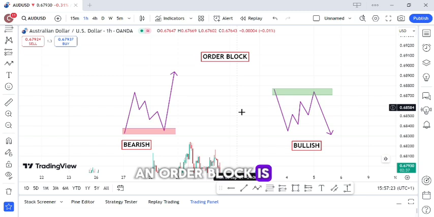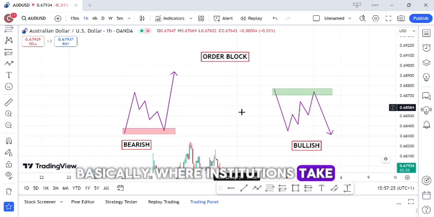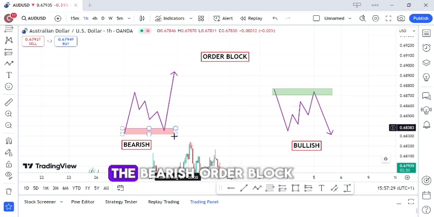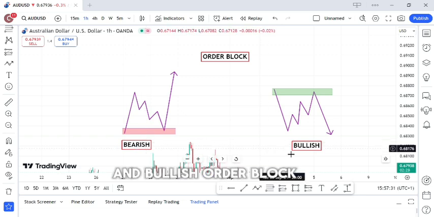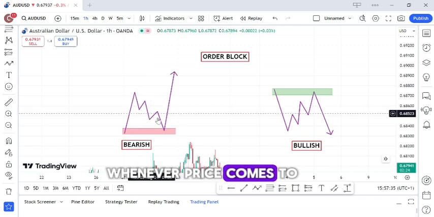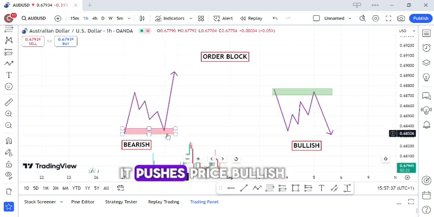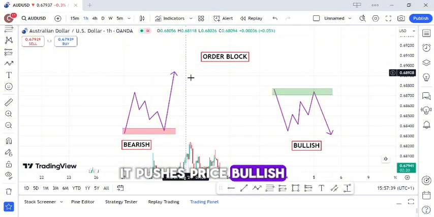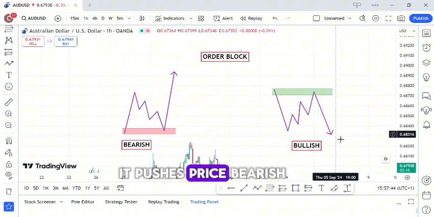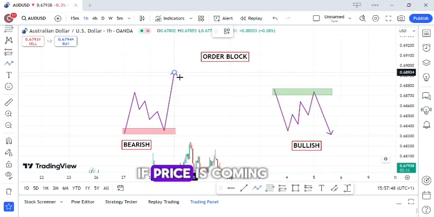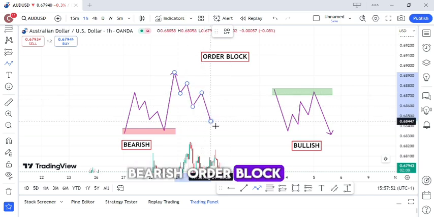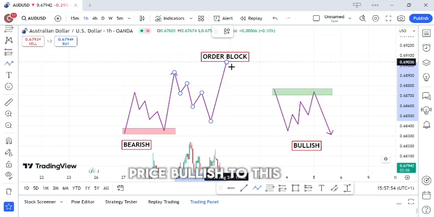An order block is basically where institutions take large orders, and there are two types of order block: the bearish order block and the bullish order block. And for a bearish order block, whenever price comes to a bearish order block, it pushes price bullish, and whenever price comes to a bullish order block, it pushes price bearish, like so. If price is coming down again to a bearish order block, it is going to push price bullish.